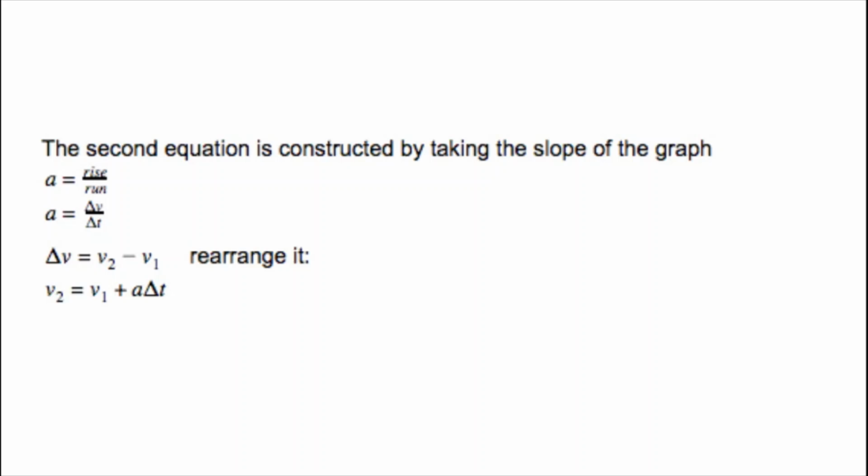The second equation is constructed by taking the slope of the graph, where a is rise over run and a is acceleration, and a equals delta v over delta t, or acceleration is equal to change in velocity over time. If you rearrange it, delta v is equal to v2 minus v1, and you get v2 equals v1 plus at.